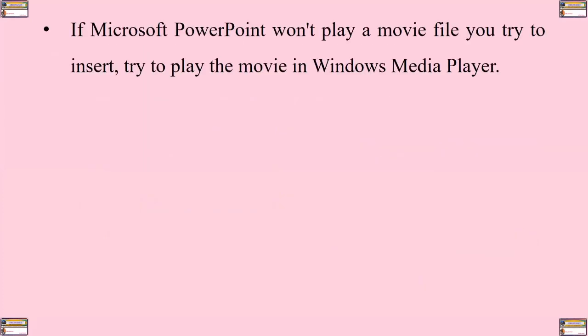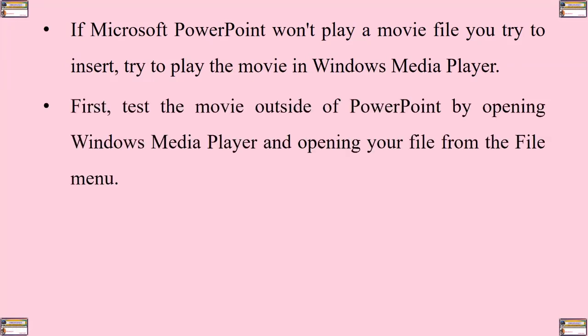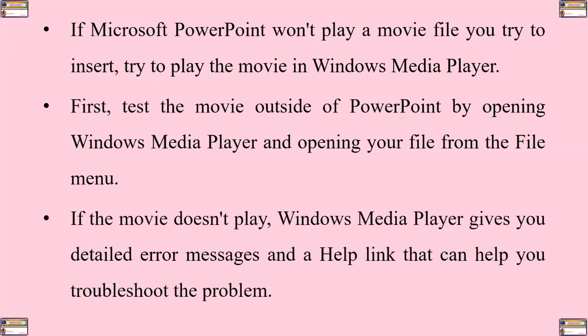If Microsoft PowerPoint won't play a movie, what are you supposed to do? If Microsoft PowerPoint won't play a movie file, you try to play the movie in Windows Media Player. First, test the movie outside of PowerPoint by opening Windows Media Player and opening your file from the file menu. If the movie doesn't play, Windows Media Player gives you detailed error messages and a help link that can help you troubleshoot the problem.